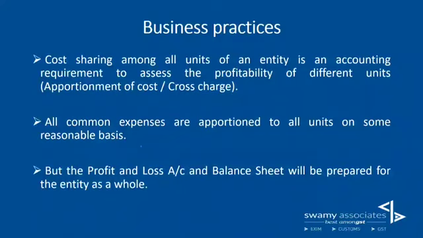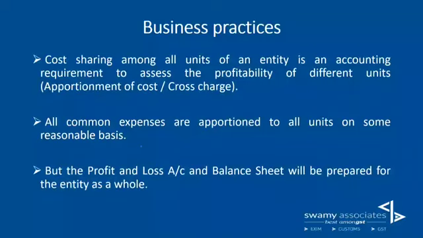Otherwise, if you want to know the profitability of each and every branch, then the common cost has to be apportioned to all the units. This is an accounting requirement prescribed under the Indian accounting standard. So this is being followed by many large concerns. A small concern may not do it, but many of the large organizations will be doing the cost apportionment. Even before GST, this was being done. So all common expenses will be apportioned on some basis, based on turnover or based on number of employees. So they can follow any rational method and apportion the cost of headquarters or common cost among all the units.